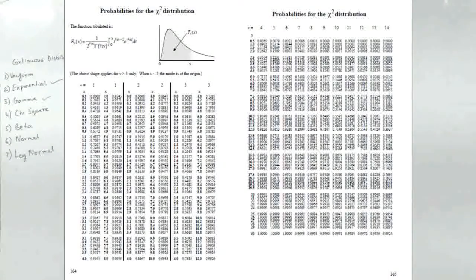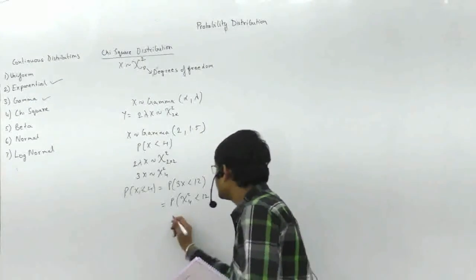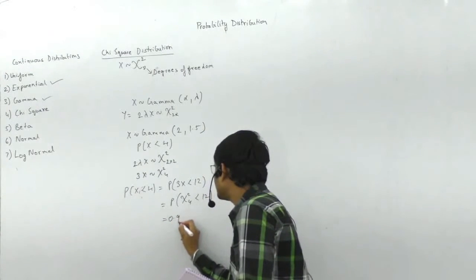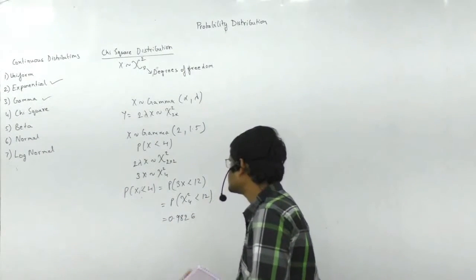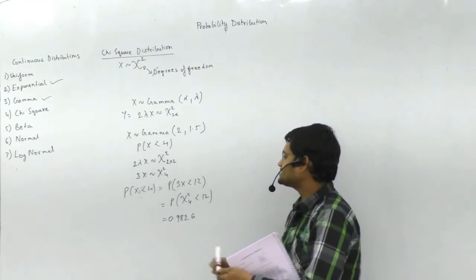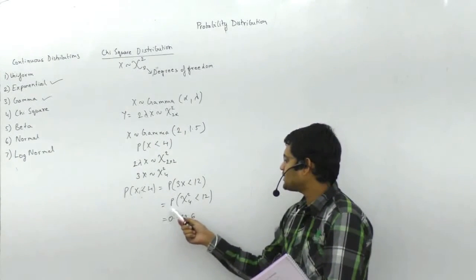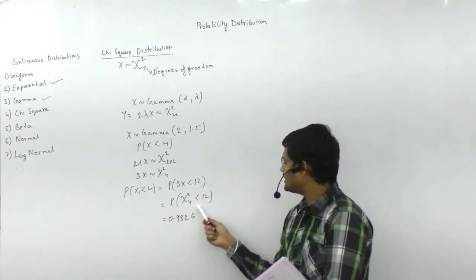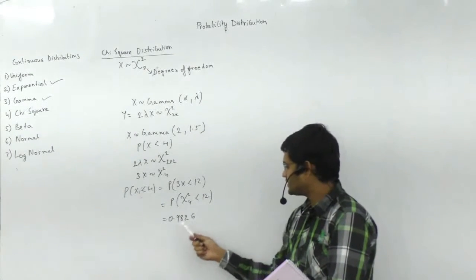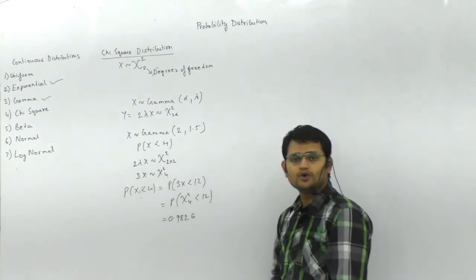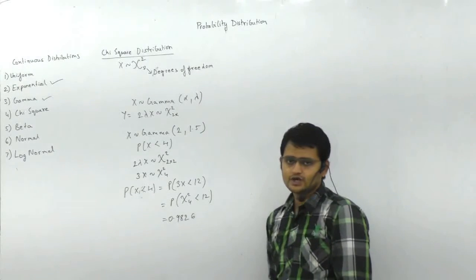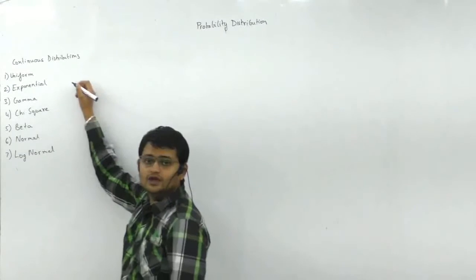So we need probability less than 12. So we have 0.9826. Probability x less than 4 is the same as probability chi-square 4 less than 12, and that is nothing but 0.9826 from our tables.